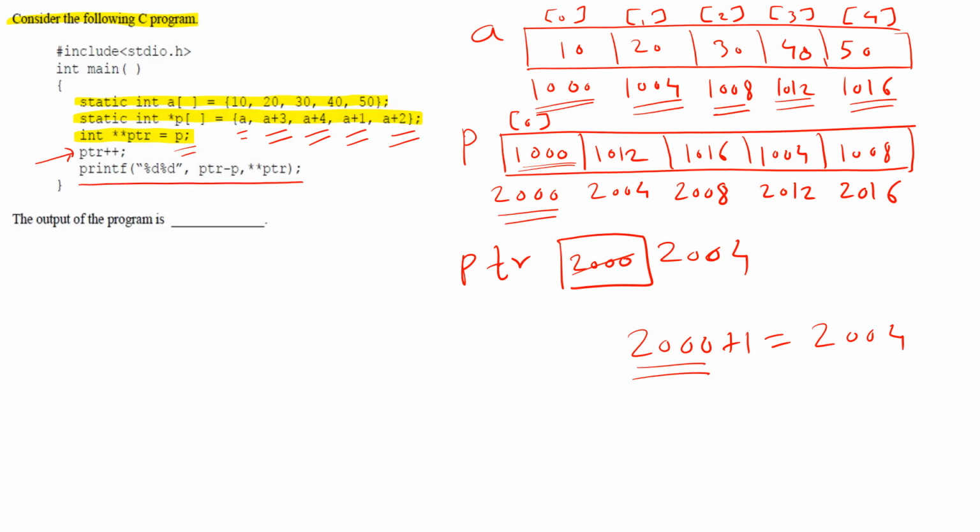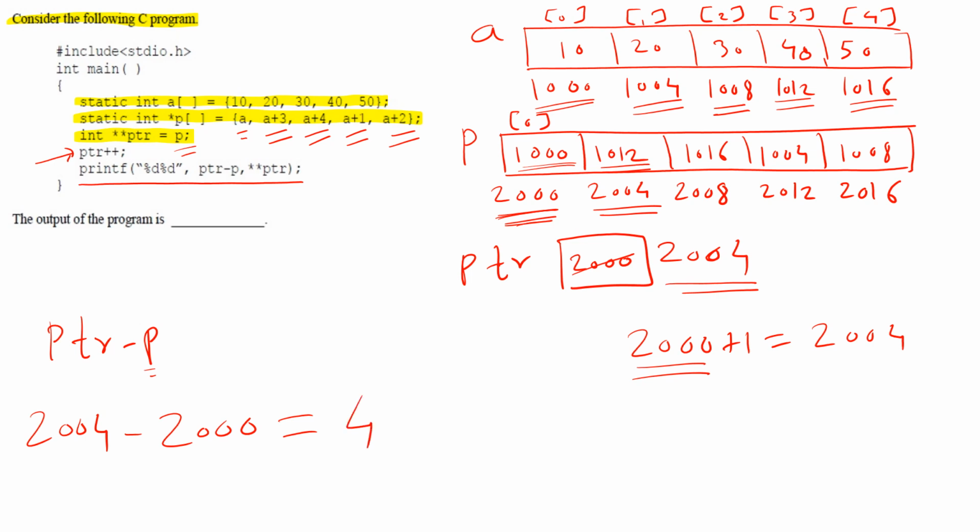Now we are printing two values over here. The first value we wish to print is PTR minus P. Now you know what PTR is. PTR is 2004 minus P. P means you get address of the zeroth element, which is 2000. 2004 minus 2000 is not 4, because 2004 and 2000 are addresses, and those addresses represent addresses, and storing an address requires 4 bytes.